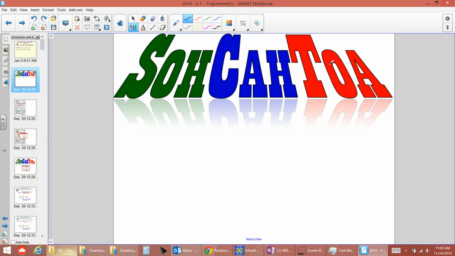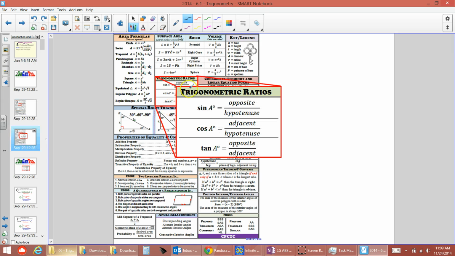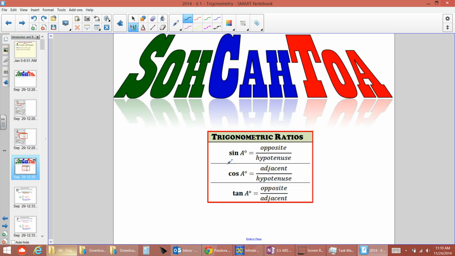And this stands for sine is equal to the opposite over hypotenuse, cosine is adjacent over hypotenuse, and tangent is opposite over adjacent. On your cheat sheet, you'll see here in the area section, we have trigonometric ratios. So I give it to you on the cheat sheet. Sine of A is equal to the opposite over hypotenuse, cosine adjacent over hypotenuse, tangent opposite over adjacent. This will become clear when we talk about a right triangle. We're going to define what each one of these pieces means.